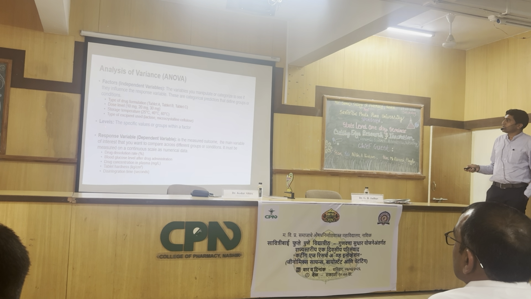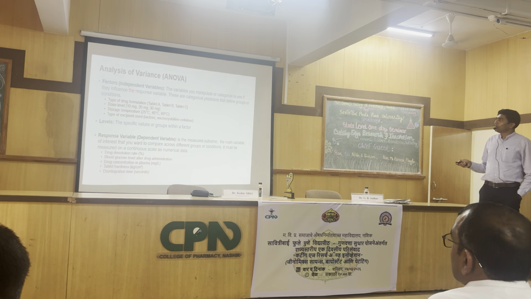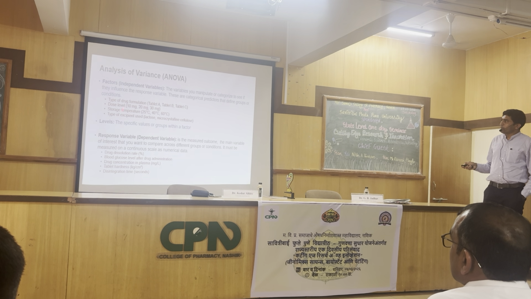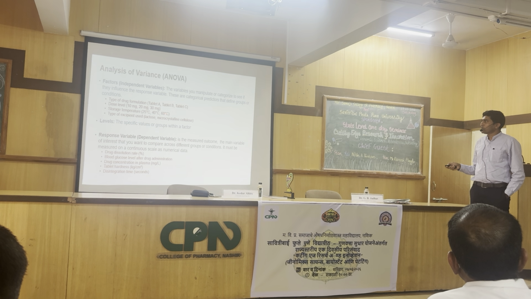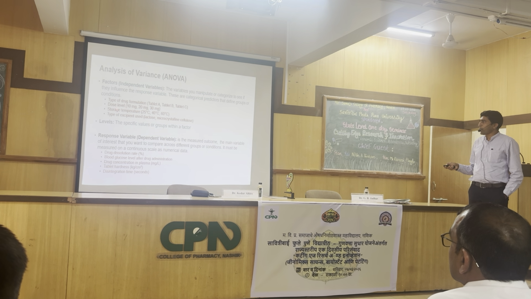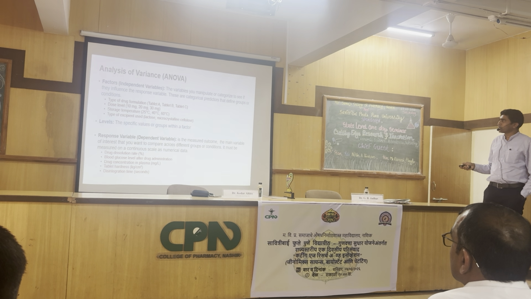And there are several levels, which are the specific values or groups within the factor. Suppose type of drug formulation is a factor, whereas tablet A, tablet B or tablet C, these are the labels. Like dose level is the factor, whereas 10 milligram, 20 milligram, 30 milligram, these are the labels. We can say that this is a factor with 3 labels. Like type of excipient used, that is lactose or crystalline cellulose. These are the labels. So we can say that this factor has 2 labels.